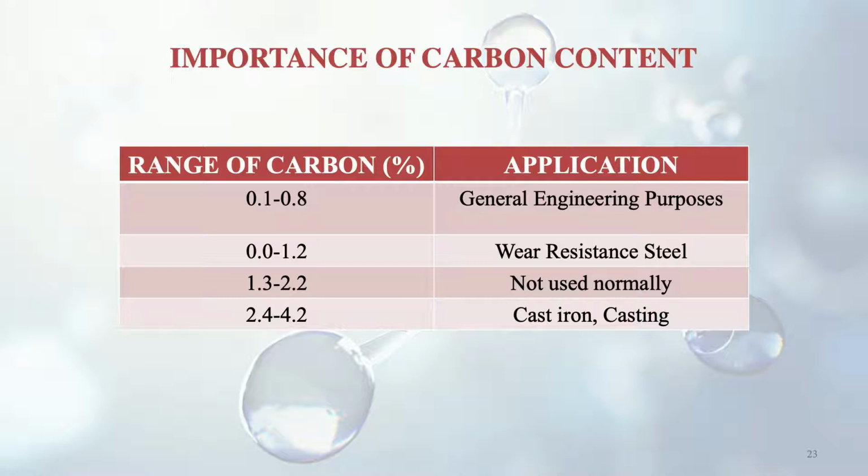So the table here gives us the range of carbon and the application. So 0.1 to 0.8% of carbon in steel is used for general engineering purposes. Then from 0 to 1.2% of carbon, it is about wear resistant steel. So we get the wear resistant steel in this range. From 1.3 to 2.2% carbon, it is not used normally, and from 2.4 to 4.2% it is cast iron and basically used for casting.